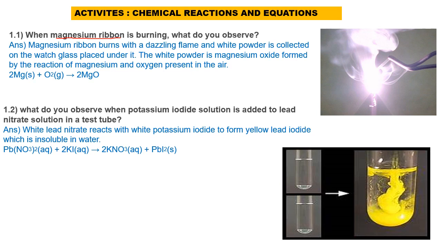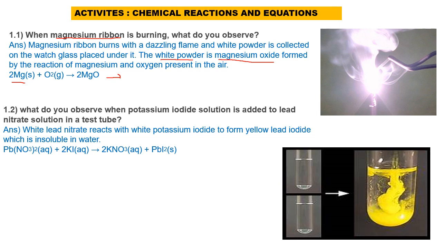Now when you burn magnesium ribbon, you will get a white color powder which is nothing but magnesium oxide, and the equation is this: magnesium plus oxygen gives you magnesium oxide, and then you have to balance the equation. Make sure that whenever you write an equation, you need to balance the equation.